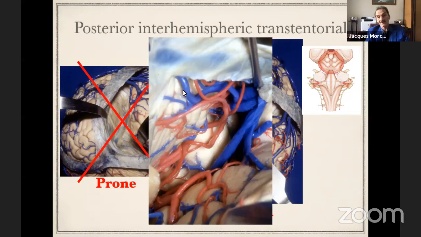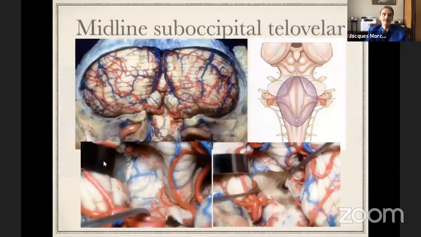You can then cut the tentorium parallel and below the straight sinus. Now, on the cadaver it's easy, but in a live patient, I promise you, it is not very easy to identify the straight sinus. It's not always as blue as you think it will be. And navigation can certainly help you in finding it and make sure you don't cut into it.